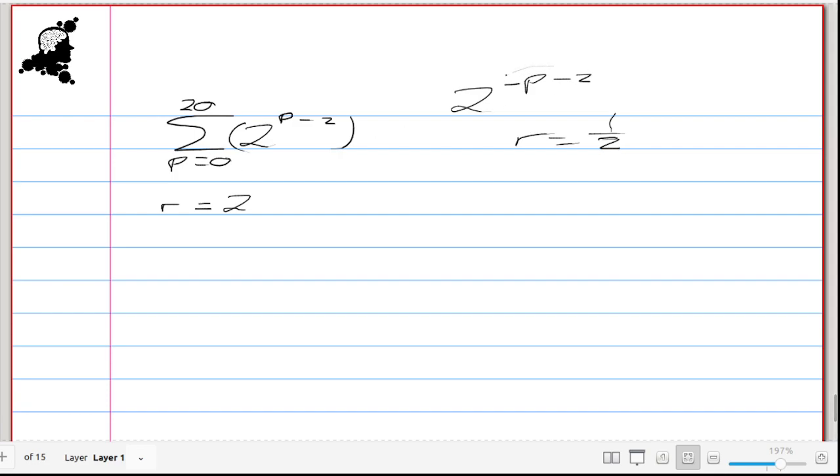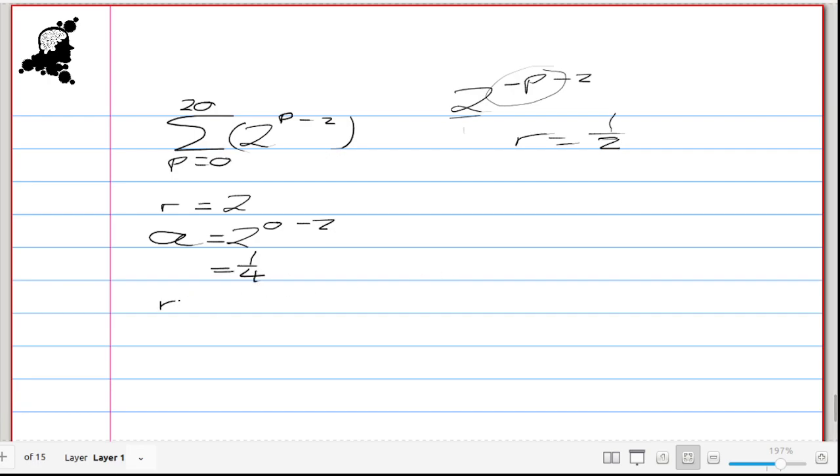If the variable is negative, swap the numerator and the denominator to get the value of r. We're dealing with the geometric sequence, ladies and gentlemen. To get the value of a, I substitute the bottom number into the expression. So that's 2 to the power 0 minus 2, which is just going to give you 1 over 4.